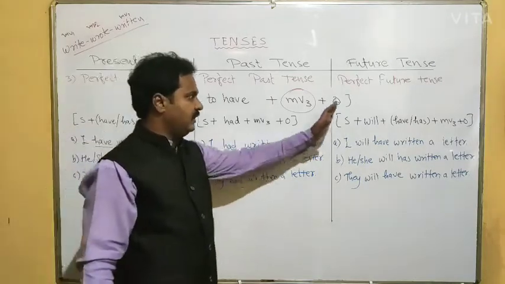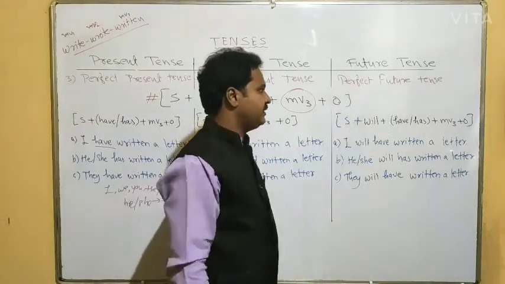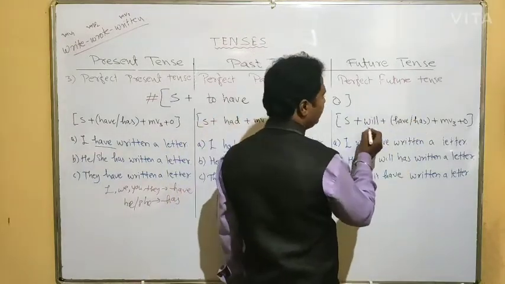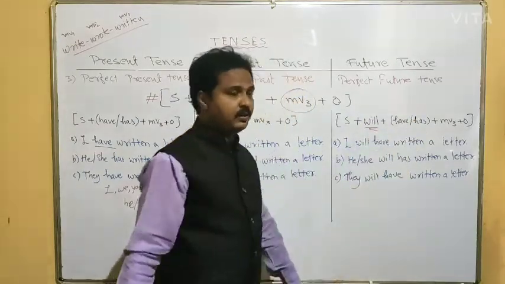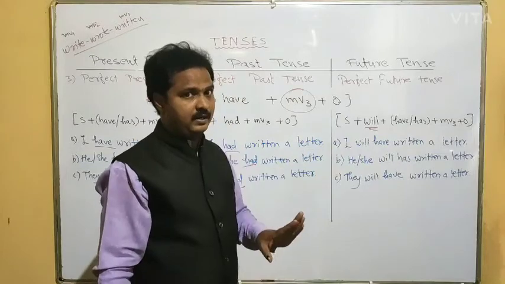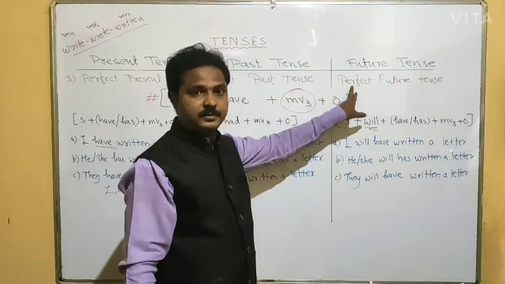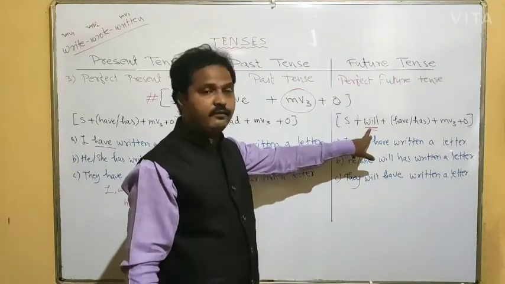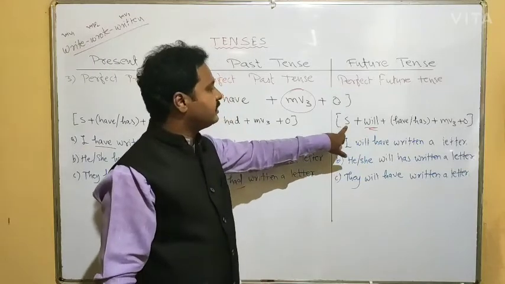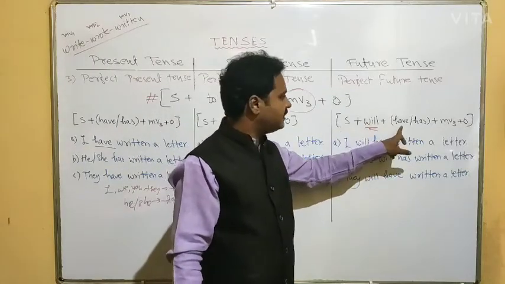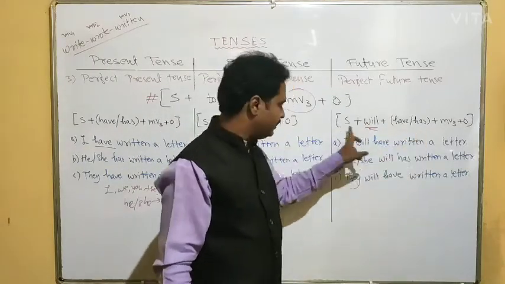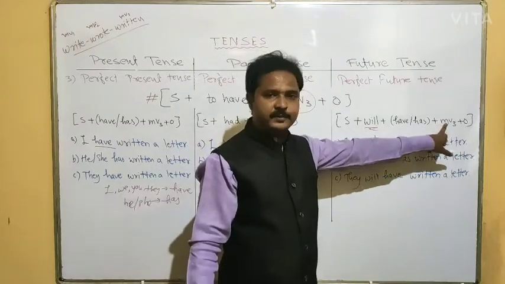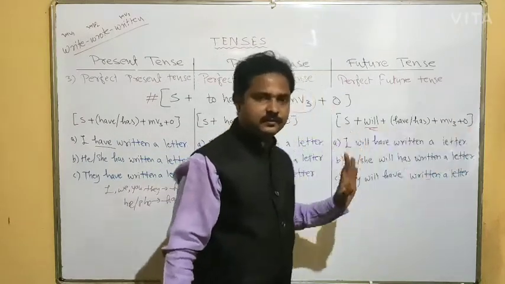Simple. And the third form, perfect future tense, same future tense is there. That's why we use only will, because in perfect future tense we cannot use shall. We have to use only will. So the rule is: subject plus will plus have or has as per the subject, then MV third form, then object.